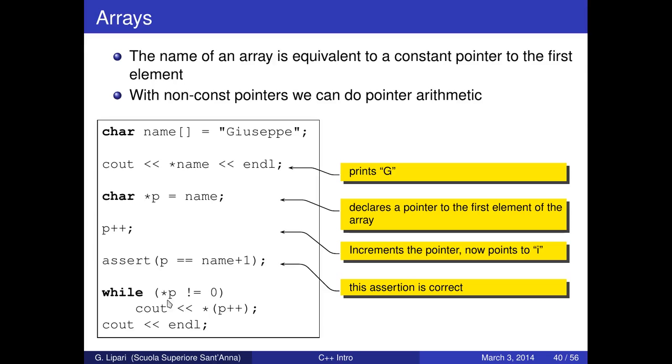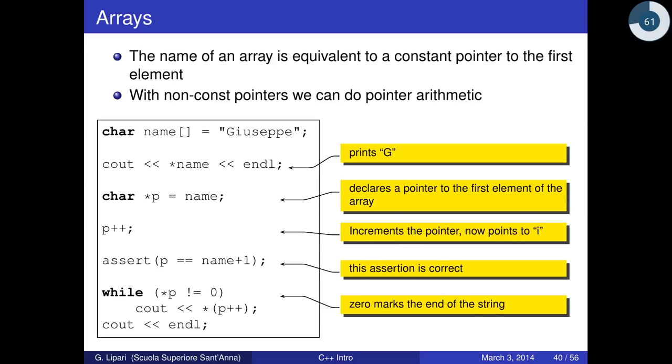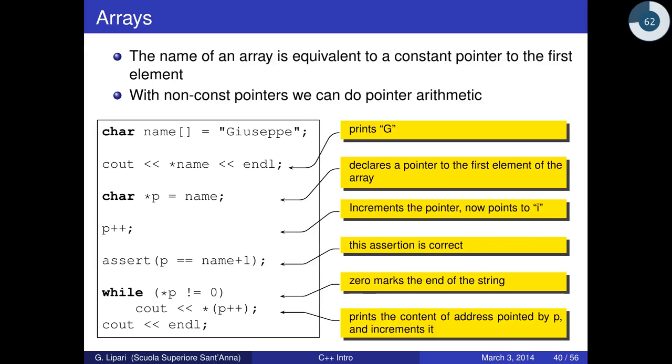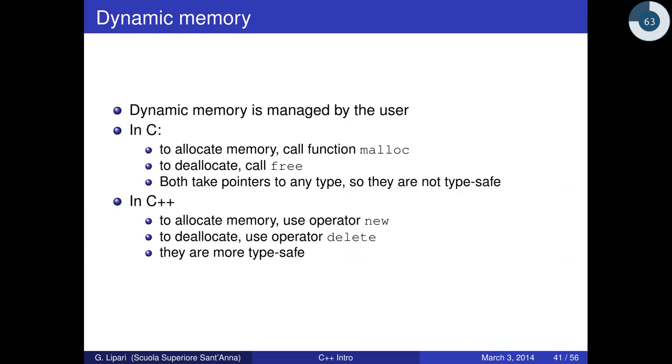We can print the rest of the array by doing it like this. Basically, until we reach the last element of the array, which is character 0, because every string is always terminated by a 0, we just take the element pointed by p and print it, and then we increment the pointer. So it just prints the content of the address pointed by p and increments it until the end of the array.